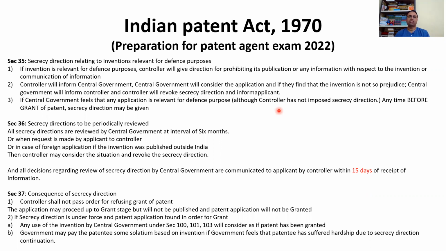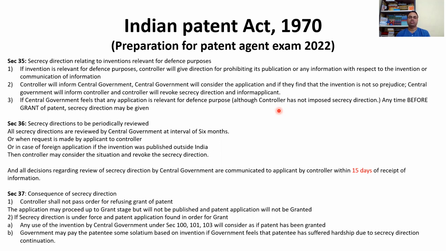But the good part is that the central government will review at an interval of 6 months. Every 6 months they review it, and if the applicant makes a request to the controller, they will also review. Meaning, if you wrote something in the specification or in the claims which appears important for defense, or involves something related to atomic energy, then you need to say that no, this is not for defense. This compound is being used, but it is for medical purposes. Those kinds of claims you can make.